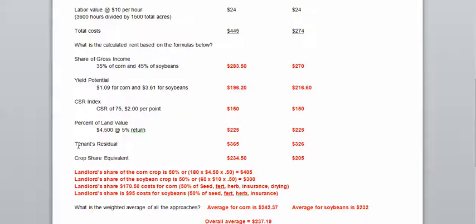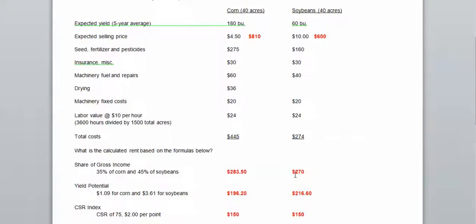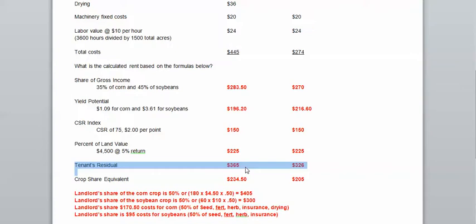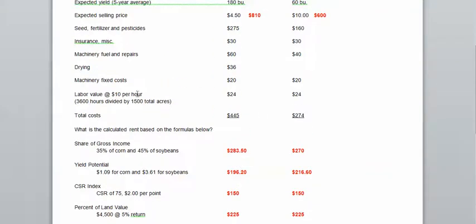Tenant's residual is a little bit different. Tenant's residual is where we are going to take all of our costs out of the expected gross income, and what's left over is what we're available to use for rent. Now, in this case, we've paid ourselves for machinery, we've paid ourselves labor. So what we have left over would go to the landlord.